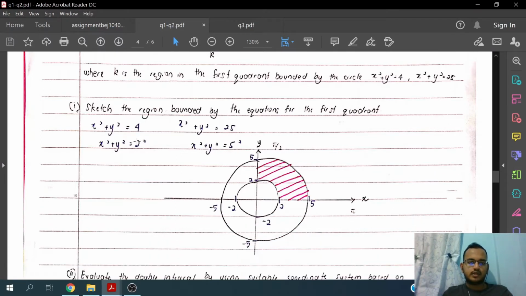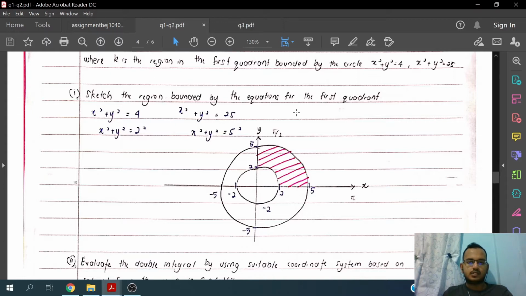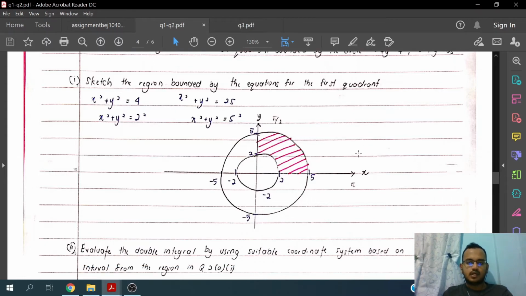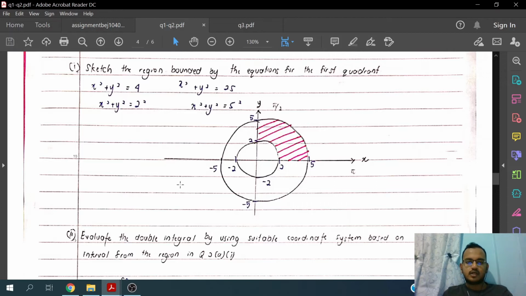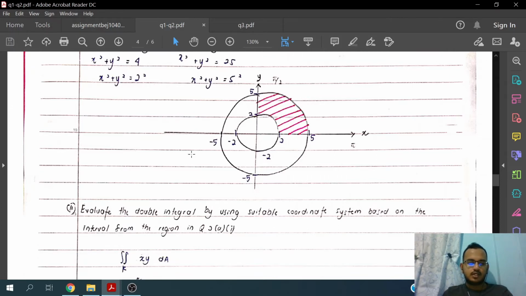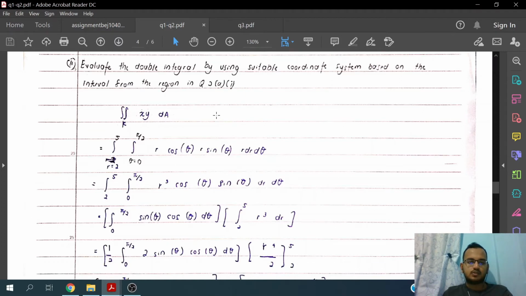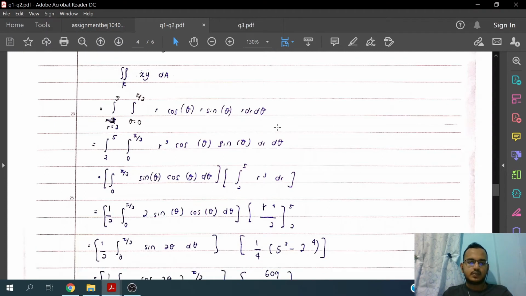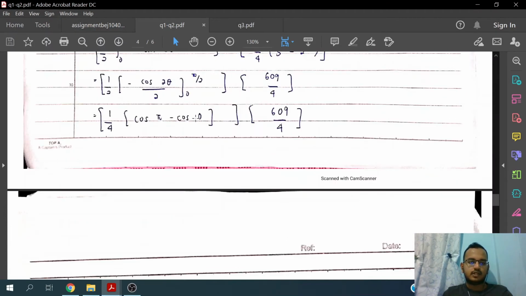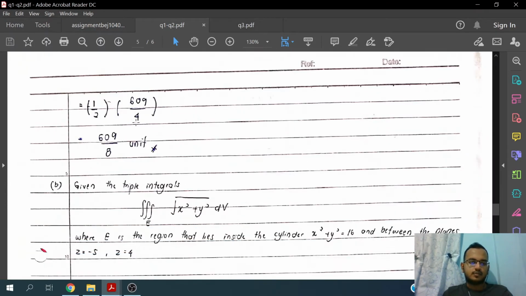Question 2a is to sketch the region bounded by the equation for the first quadrant, and this is the sketch for question 2a1. As for question 2a2, evaluate the double integral by using a suitable coordinate system. We use polar coordinates to solve this given equation, and have to solve step by step until we get the final answer. The final answer will be 609 over 8 unit.